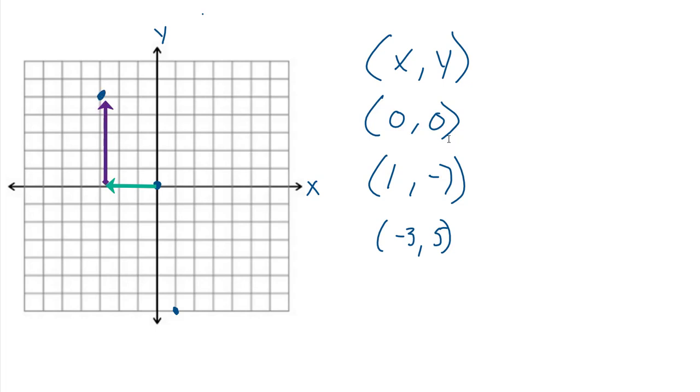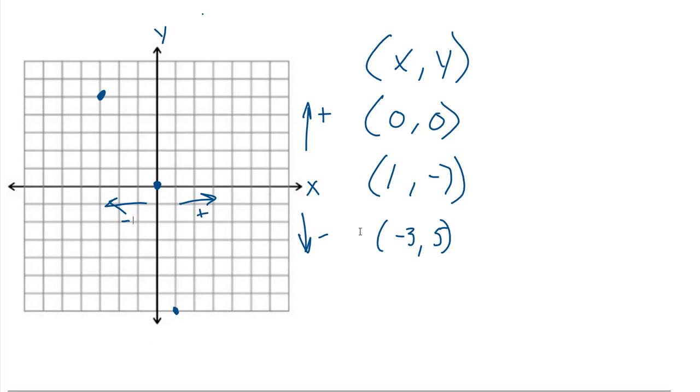So for the y-axis, up is positive, and down is negative. For the x-axis here, left is negative, and right is positive. So the last thing that I wanted to go over real quick, again, this is a real brief video, is how to figure out what the coordinate would be for a plotted point.